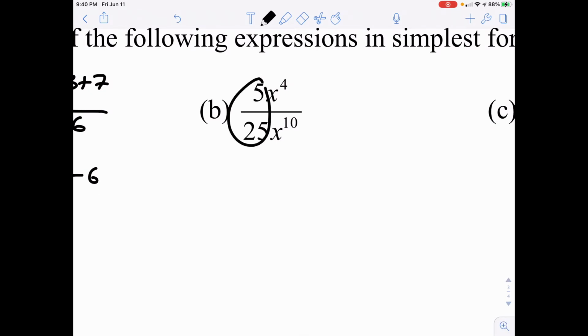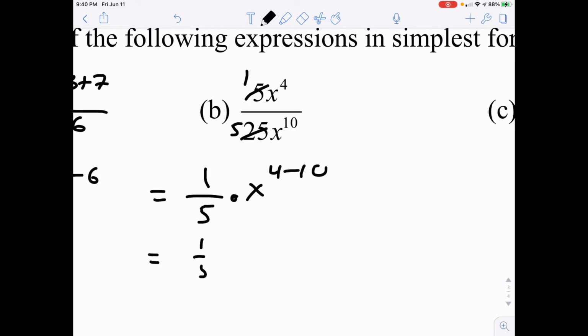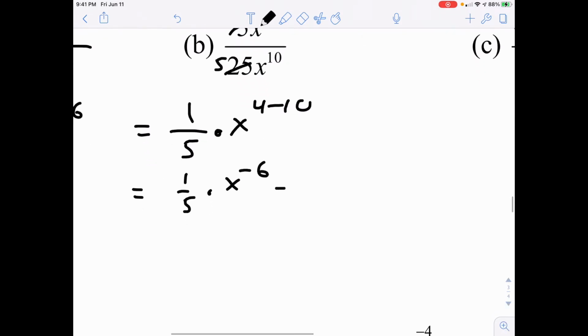Here we're going to take care of the numbers first. 5 goes into 5 once, 5 goes into 25 5 times, and let's place that 1/5 out front. Now let's focus on the variables. If I'm dividing same base, I subtract the exponents, so this is x to the 4 minus 10, or 1/5, x to the negative 6. Now we can't write it with negative exponents, so we're going to have to rewrite this as 1/5 times 1 over x to the positive 6th power, which would be 1 over 5x to the 6th power.